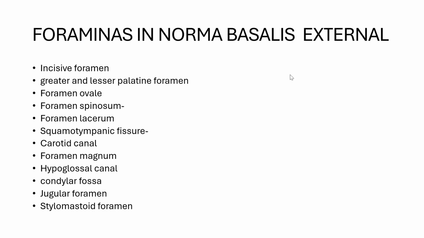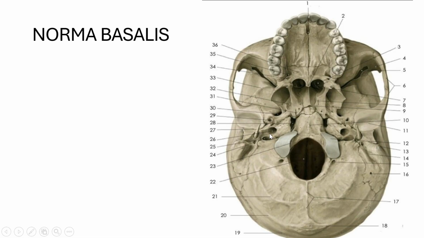So one by one we'll see these foraminas, the incisive, the greater palatine, all these foraminas we are going to see one by one. And I forgot to mention carotid canal in Norma Basalis externally. And you can see here, this is the area of carotid canal seen on the inferior aspect of the petrous temporal bone. And I think the rest I have covered most of the things.